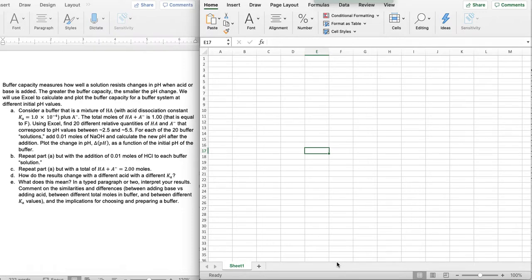This looks a little bit different, doesn't it? So I'm on my computer this time. We're going to be recording my screen here because I want to walk through Excel, and we're going to talk about buffer capacity.